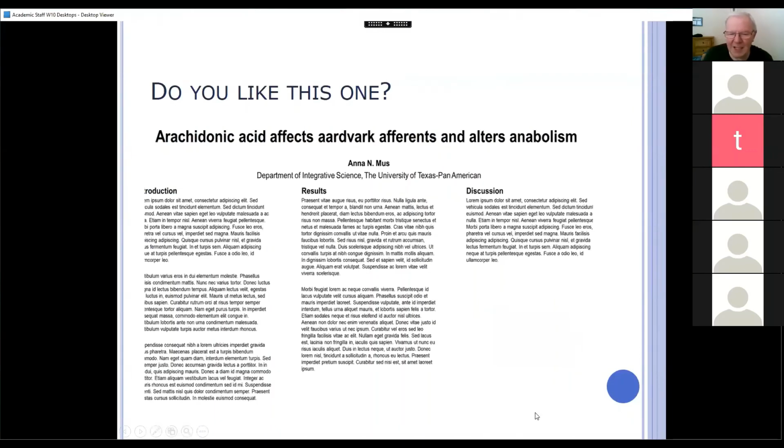Right, what do you think of this? It's kind of packed with information. It's probably more of a handout you'd give out than something you'd put on the PowerPoint to read. I'll tell you something else. Try doing that tongue twister at the top. It's a cracker. Arachidonic acid affects advert afferents and alters anabolism. That'll get your tongue moving all right.